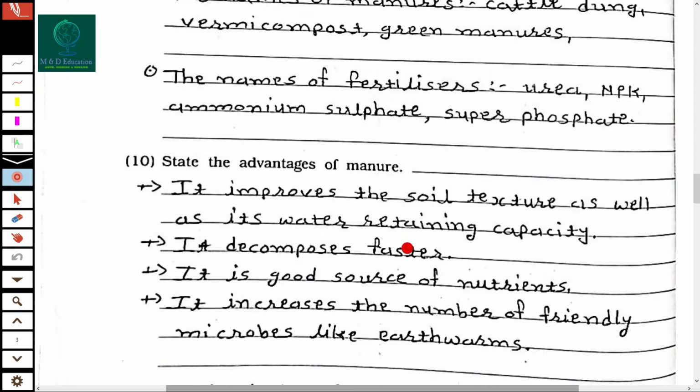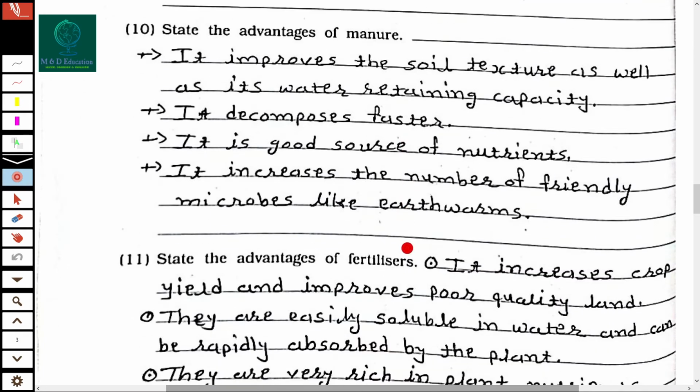Now question number 10, state the advantages of manure. So the first advantage is what? The first advantage, it improves the soil's texture as well as its water retaining capacity. Second point, it decomposes faster. Now the third point, it is a good source of nutrients.